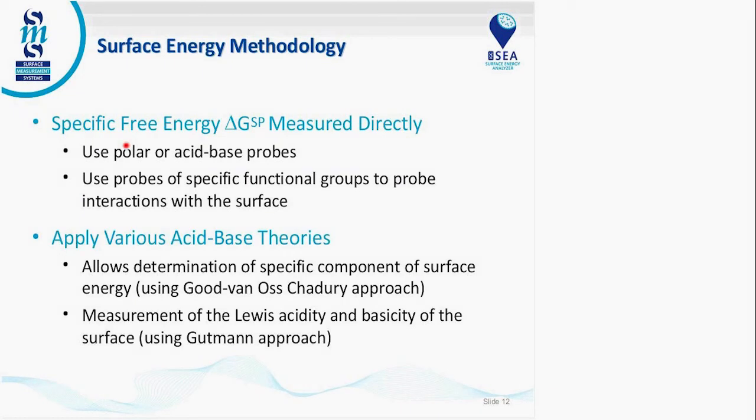Then we can use some acid-base probe molecules to measure the free energy, the delta G. We get that directly. And then by using these specific free energy values, we can apply them to various acid-base theories. In particular, the Good-van Oss-Chaudhury, which is taken directly from contact angle. The same gamma plus, gamma minus concept applies in the vapor phase, and we can determine the acid-base portion of the surface energy. We can also apply other acid-base theories, including the Gutmann approach, which is a direct measure of Lewis acidity or basicity of the surface. And I'll show you a few examples in the upcoming slides.